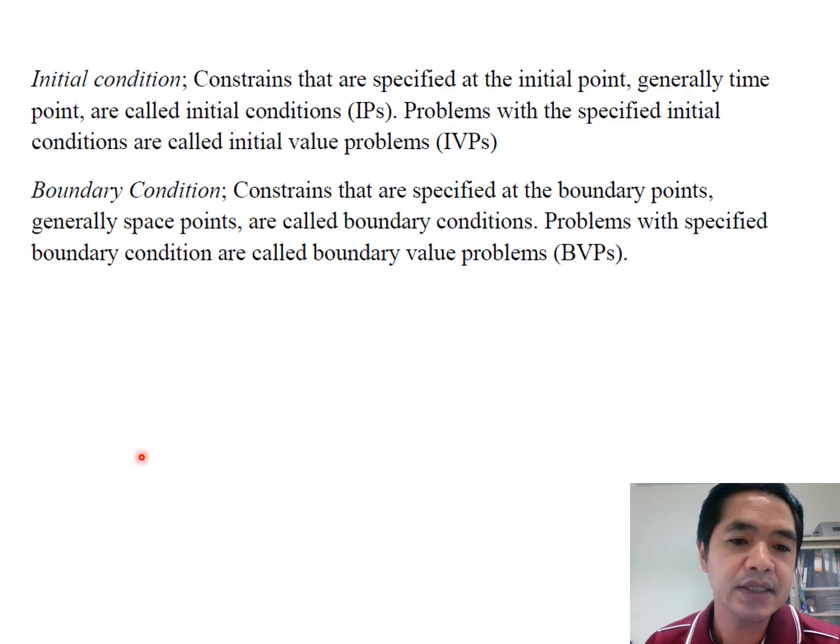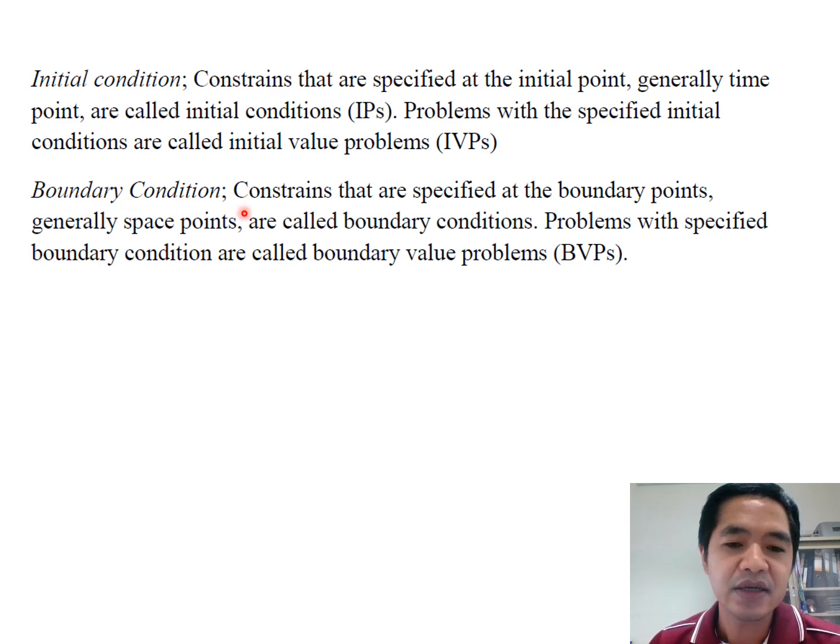Here is the term initial conditions. It means constants that are specified at the initial points, generally time points. Generally time points are called initial conditions. Problems with specified initial conditions are called initial value problems. We use this term when we have a problem that specifies conditions at one point, like one time, for example at the beginning until the end. So this is the condition that provides its initial condition. And another term is boundary condition, which is similar to initial condition, but this one is more dimensional.